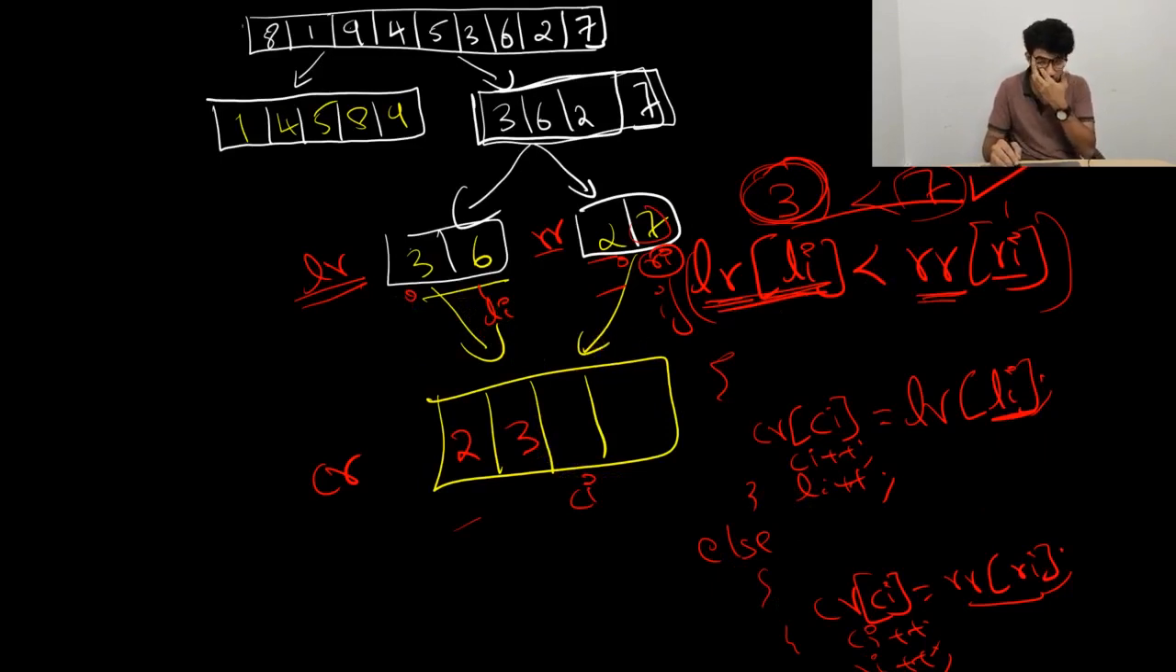In the while loop. What is a while loop? Is Li smaller or Ri smaller? Li is smaller. Store that Li, 6.